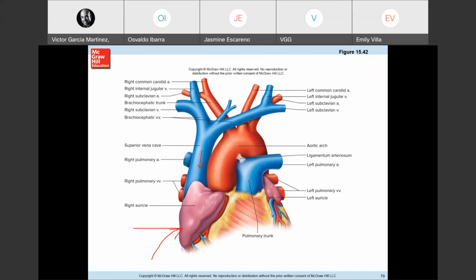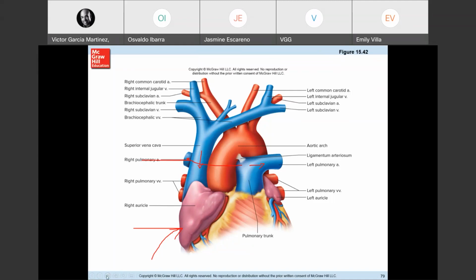Departing from the right ventricle, you have the pulmonary trunk. And then you have two arteries, the left pulmonary artery and the right pulmonary artery. As you can see here, all of it is the pulmonary artery. Then you have again the pulmonary trunk emerging from the right ventricle to the left lung and to the right lung.